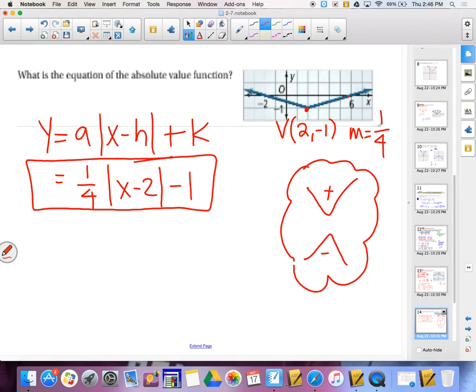I started at my vertex. I went up 1 and then over 4. Always. So you got your vertex to negative 1 from 0. If I start at 0, right here, how do I get to the vertex? Over 2, then down 1. I always start at 0.